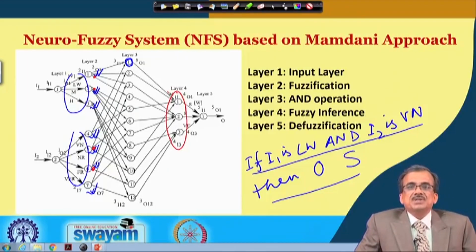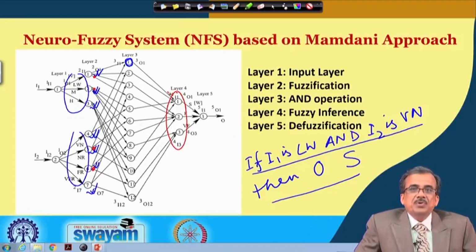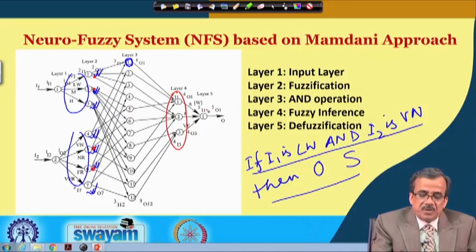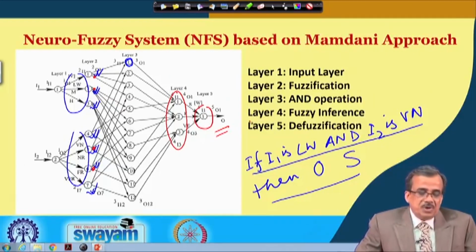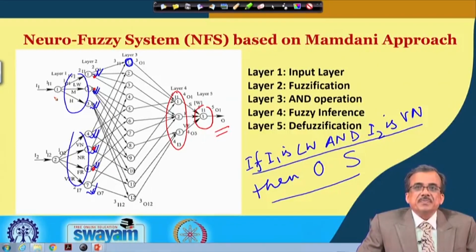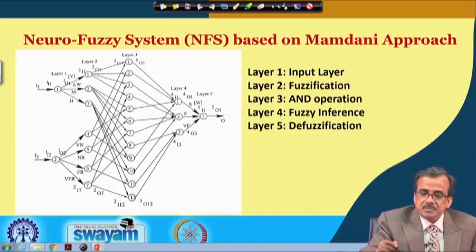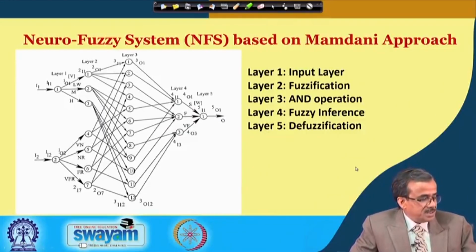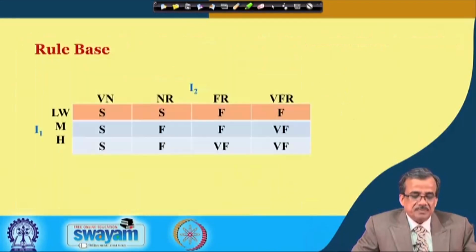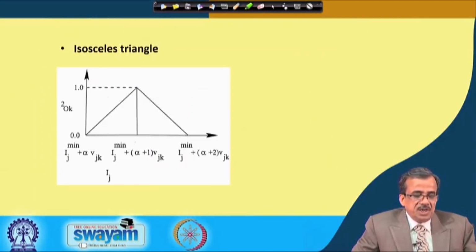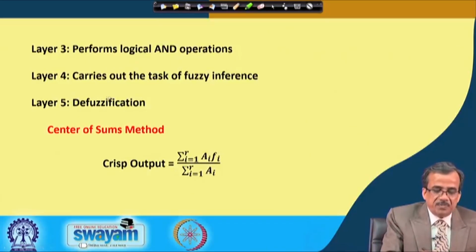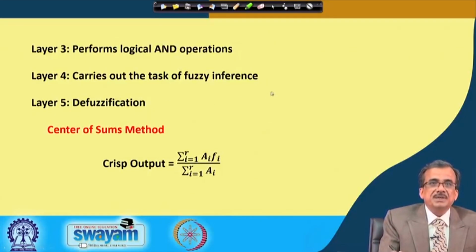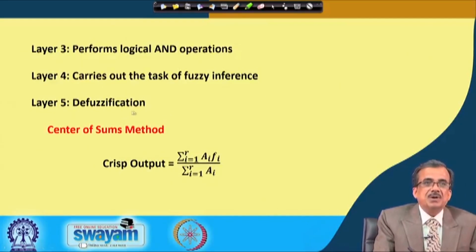So, using the fuzzy inference, we can find out the fuzzy fired output of each of the 4 fired rules, and after that we carry out defuzzification here just to find out what should be the crisp output corresponding to this set of inputs. Now, this is the way this particular Neuro-Fuzzy system works, that is the Mamdani approach works. Now, till now we have discussed up to this. In layer 3 we perform the logical AND operation, in layer 4 we carry out the task of fuzzy inference, and there will be defuzzification on layer 5.